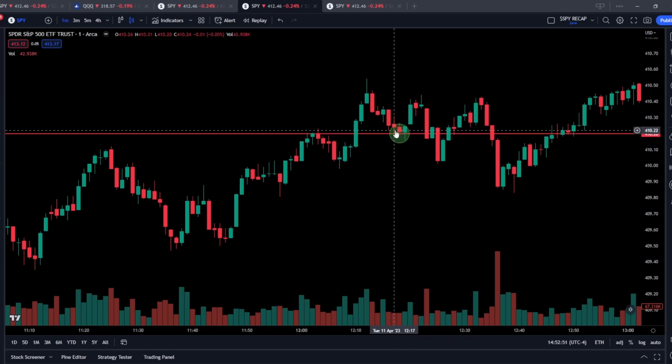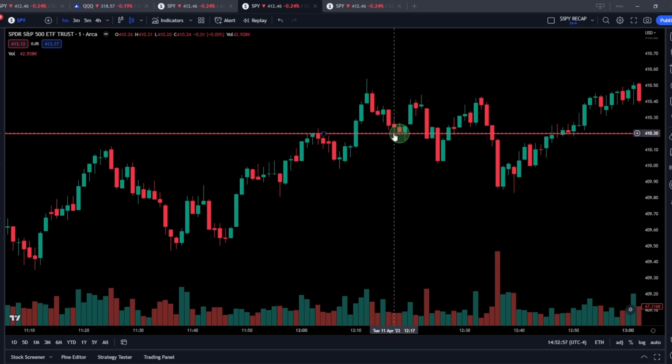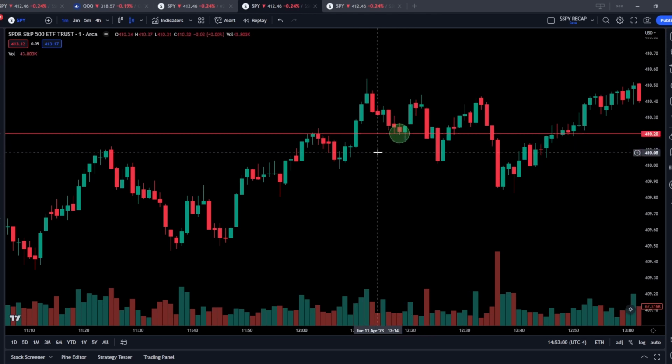When I hover over this candle, you have 42K volume. Less volume than on this candle. Nice place to take some calls. My stop loss is a candle close below right here.